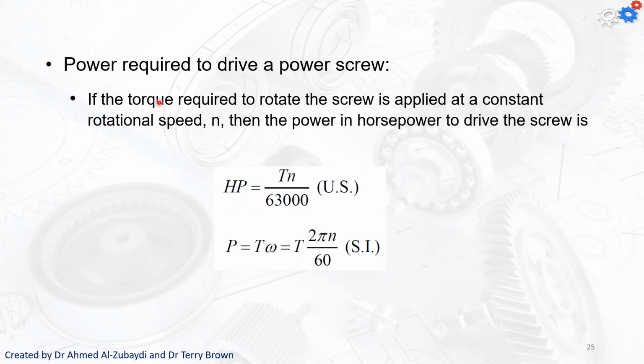And then finally, the power required to drive a power screw, a familiar equation that we've seen before: power equals T omega. So if the torque required to rotate the screw is applied at a constant rotational speed, then the power is torque times omega.